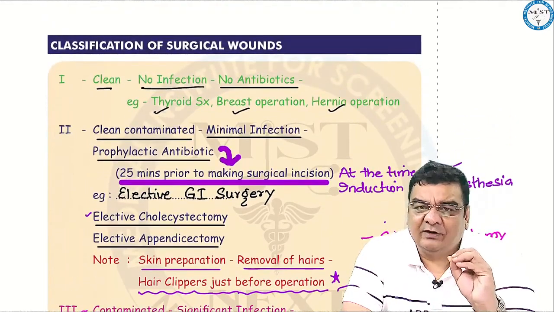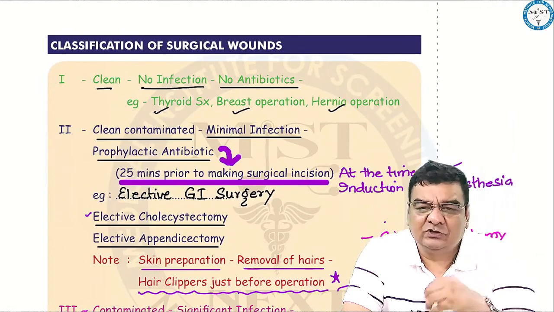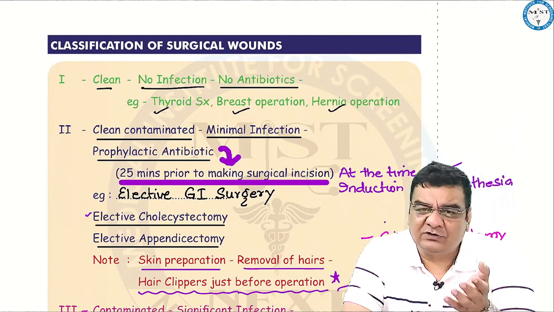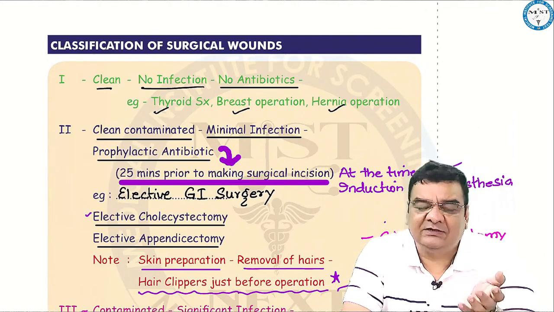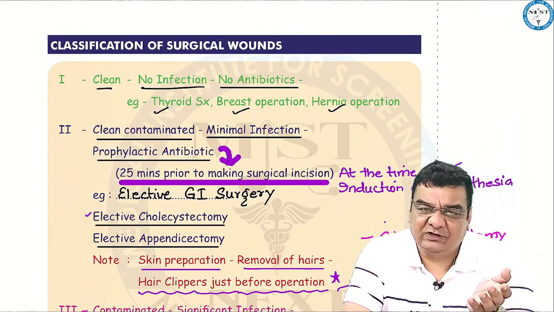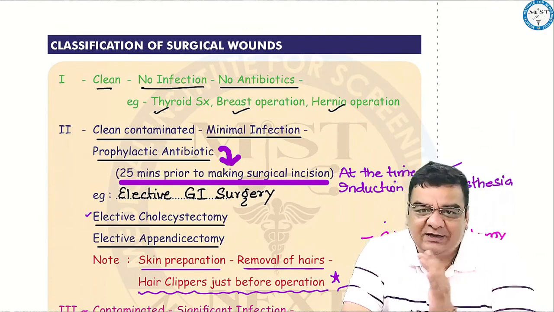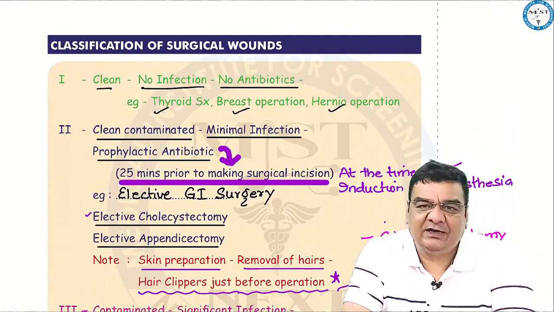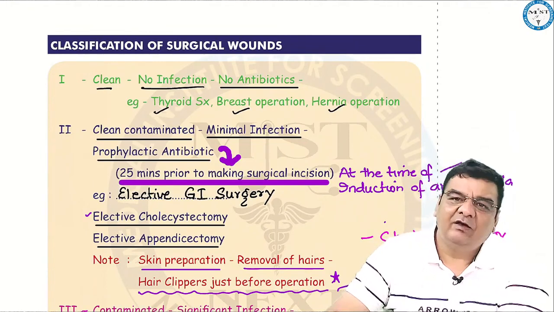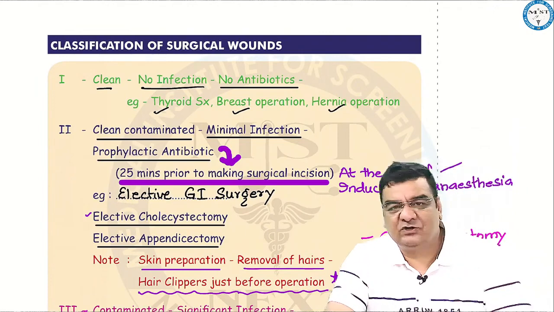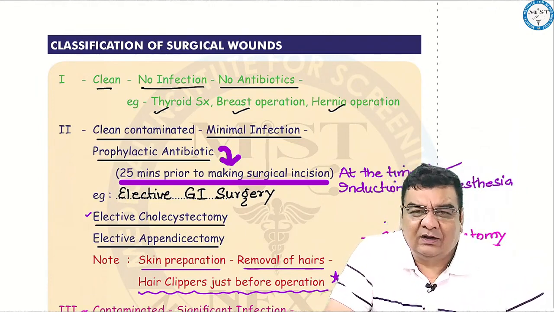Surgeries like hernia, thyroid, and breast, generally there are no microorganisms inside in these areas, so the chances of postoperative infections are minimal. We don't need any antibiotics in this category of surgeries, that is clean surgeries. While clean contaminated and contaminated, that is class 2 and class 3, if we focus on GIT, we know that there are a huge number of bacteria in our GIT. Whenever we are doing elective GI surgeries, there is a risk of a small amount of infection developing.